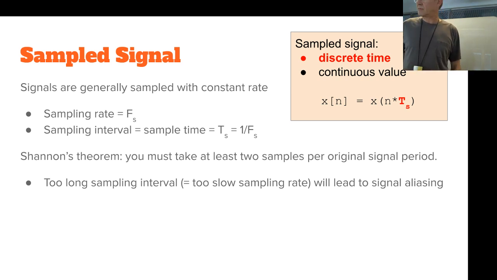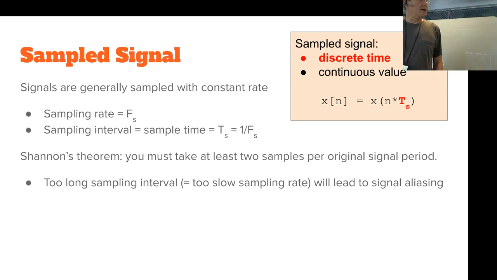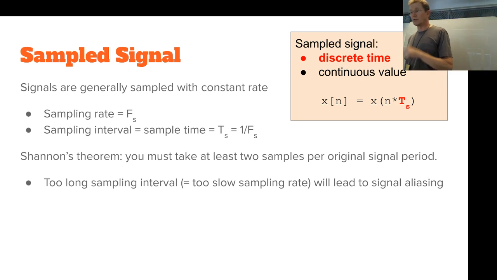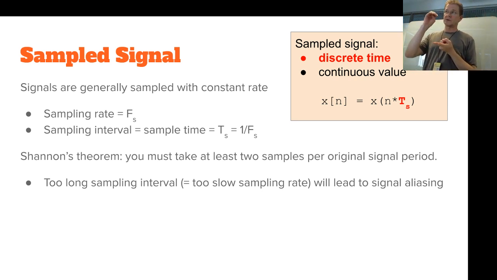So sampling rate is usually marked with capital F with the sign S there. Then sampling interval, meaning the sample time between two samples, is marked with T of S, the time of the sampling. That's 1 over Fs, simple. And then there's the sampling theorem, or Shannon theorem.